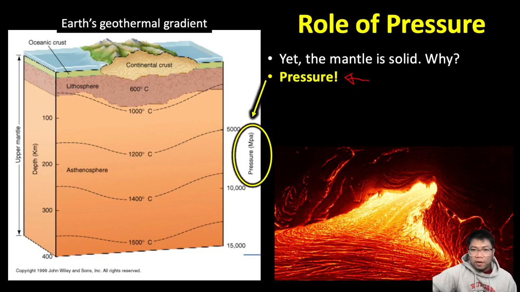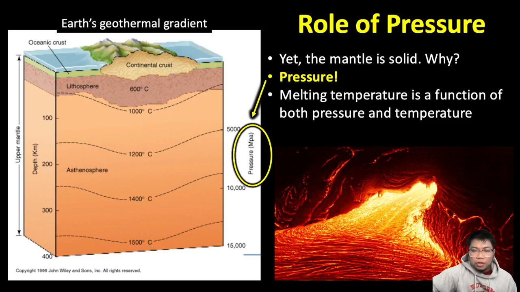It turns out that the melting temperature of rocks is actually a function of both pressure and temperature. Those are the two things that I want you to think about and remember. Pressure and temperature are the two main factors that contribute to the melting temperature of rocks.